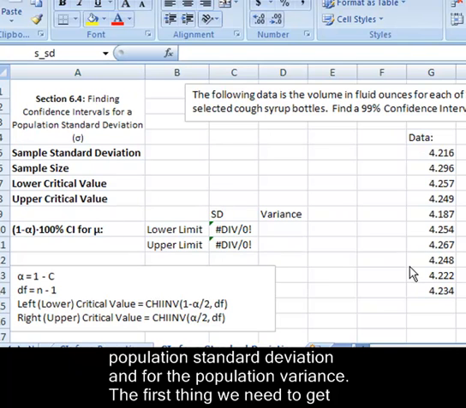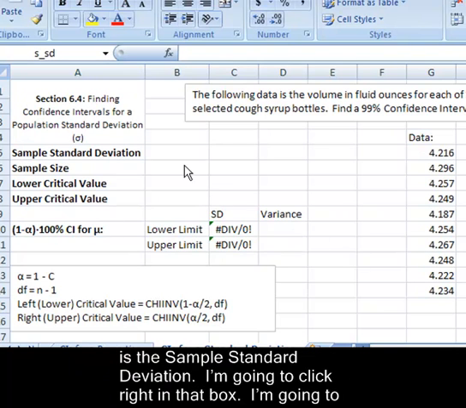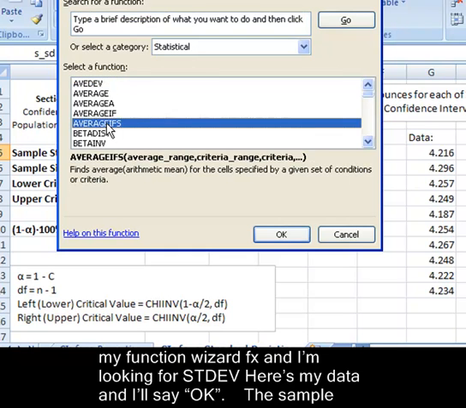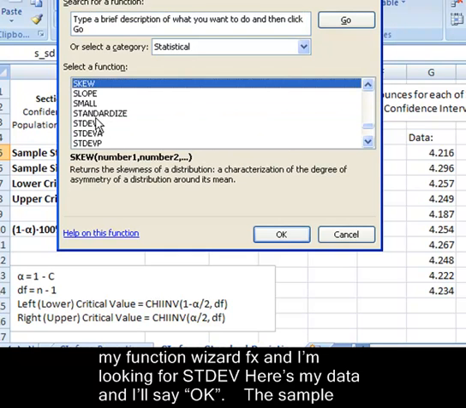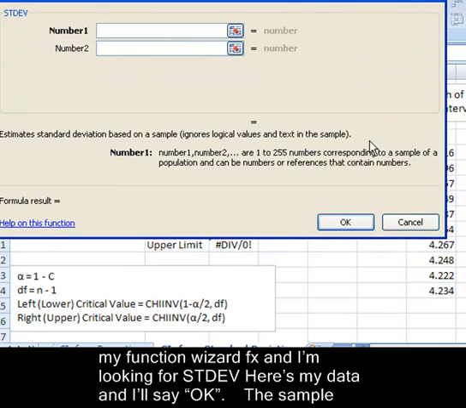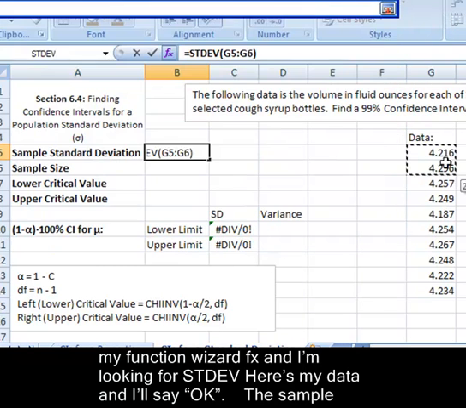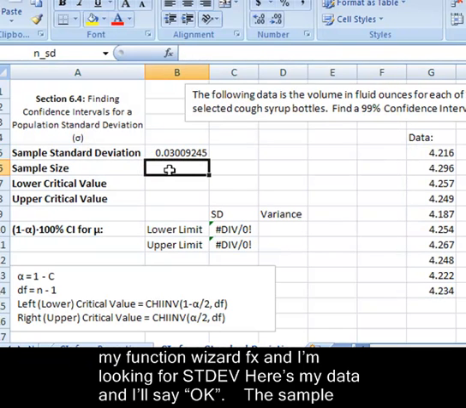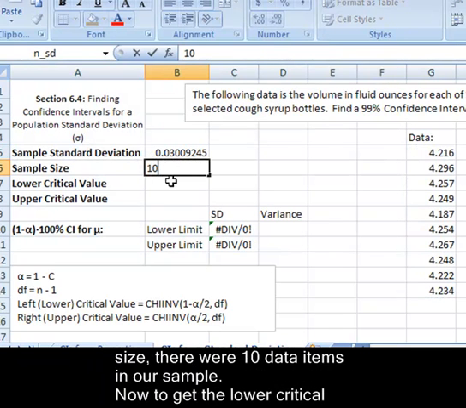The first thing we need to get when we look at this is the sample standard deviation. I'm going to click right in that box. I'm going to go to my function wizard, f of x, and I'm looking for STDEV. Here's my data, and I'll say OK. The sample size, well, there were 10 data items in our sample.